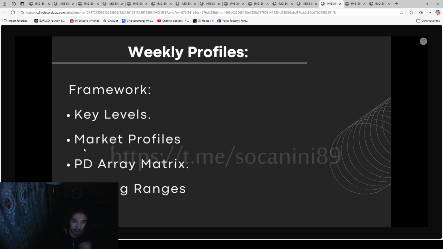Weekly profiles help you with multiple things. It helps you with the framework, the key levels, and market profiles. These are the things you need: a framework, key levels, market profiles, the PD array matrix, and daily ranges for the weekly profile.